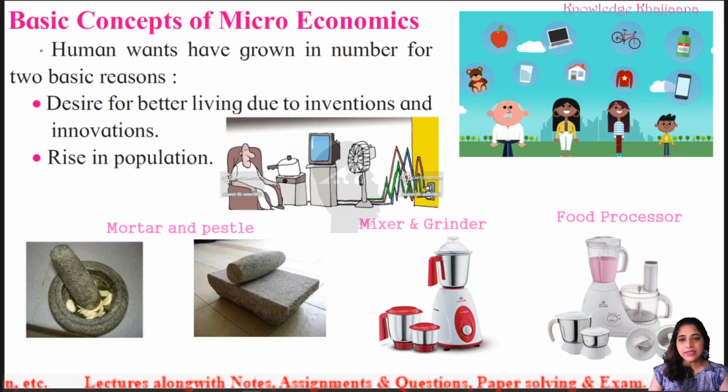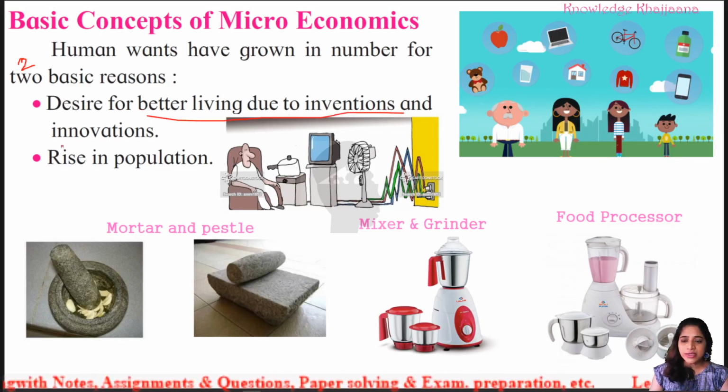See, which are the basic concepts of microeconomics? Human wants have grown in number for two basic reasons. See, human wants grow and have grown day by day with civilization. Everybody, all of you must be agreeing with this. Human wants are growing due to civilization. Why? There are two basic reasons. Desire for better living due to inventions and innovations. What has happened? People's desires of living better than earlier days have increased. And why has this increased? Because people's income has increased, right? Their income capacity has increased. So with the increased income capacity, the lifestyle has increased, the living style has increased.